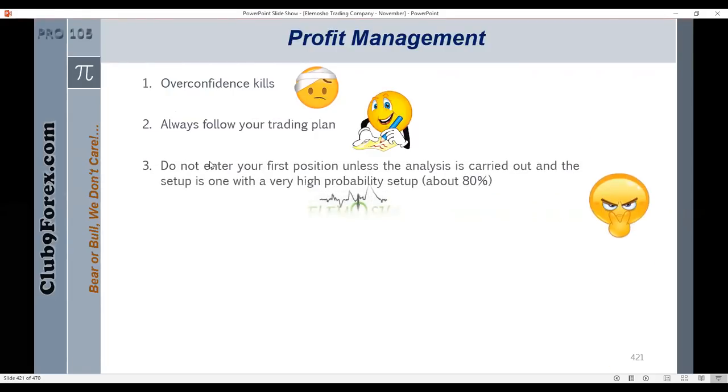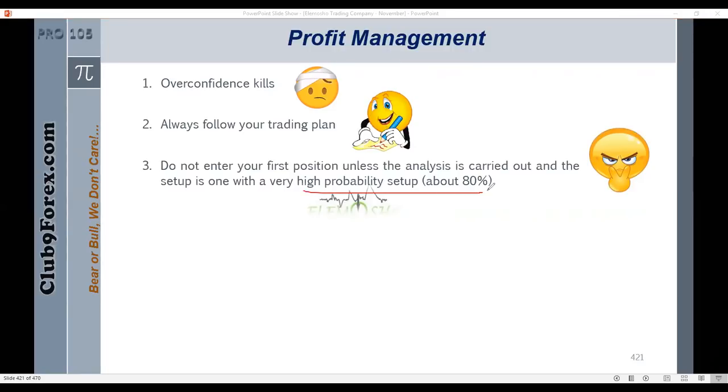And the next and most important of all is that you are not supposed to enter the first position unless you have carried out due diligence. That means you have done due diligence to find out a very high probability setup that has about an 80% chance. We are going to be discussing this in the next class during the geometrical conference trading strategy.